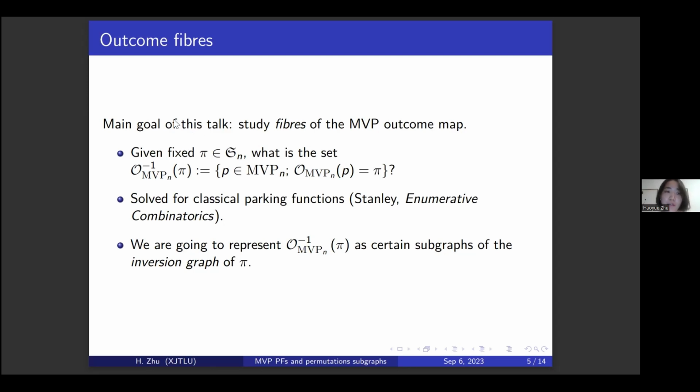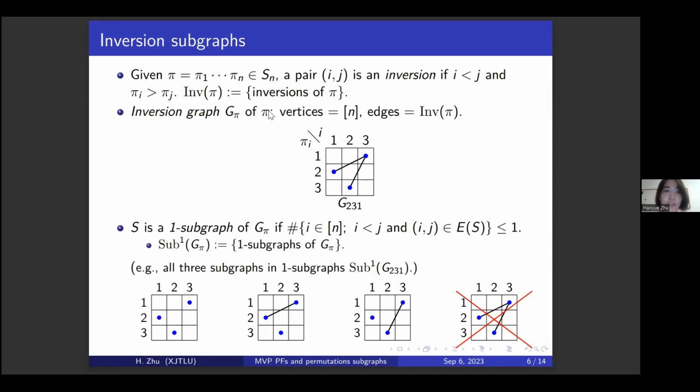It means if we already know the fixed outcome permutation pi, what is the set including all the different parking functions p, all belonging to the MVP parking functions, which can get the same outcome permutation equal to pi. This problem has been solved for the classical parking functions. You can check the book of Stanley for details. Now we are going to represent the set of the fiber as certain subgraphs of the inversion graph of the outcome permutation pi. So first, let us introduce the definition of the inversion.